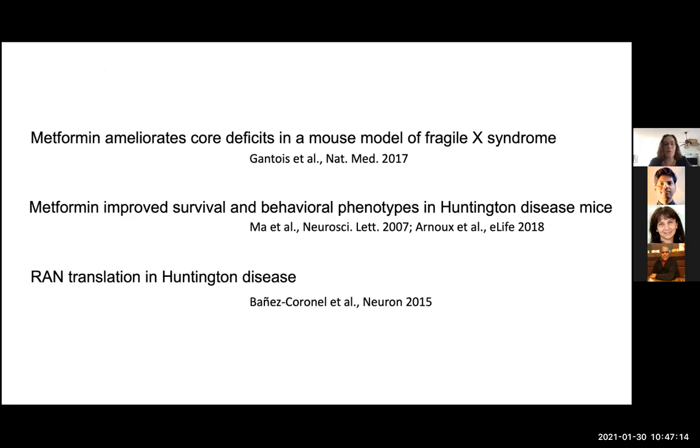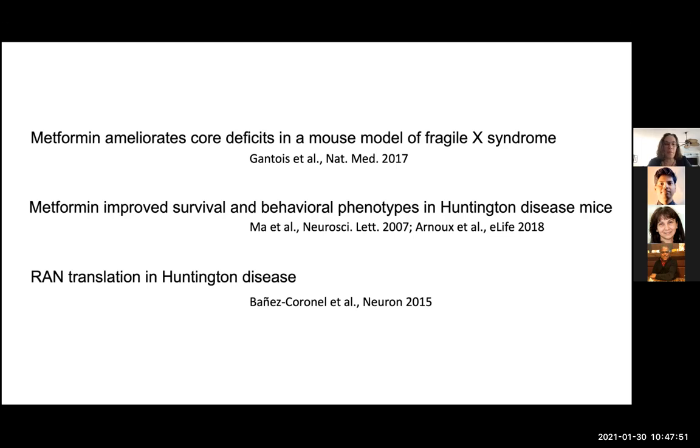So then we had a really exciting visit from Nahum Sonenberg, who was talking about metformin and its use in Fragile X syndrome. And I was listening to a seminar, and I was thinking, boy, if metformin could work against RAN translation, that would be fantastic. And so metformin ameliorates core deficits in a mouse model of Fragile X syndrome, and Fragile X syndrome is thought to have translation problems.